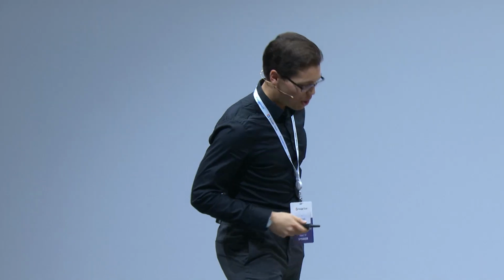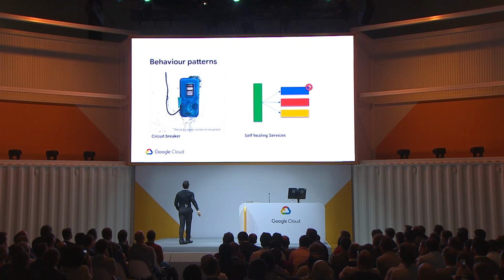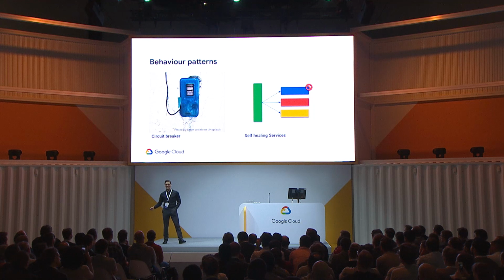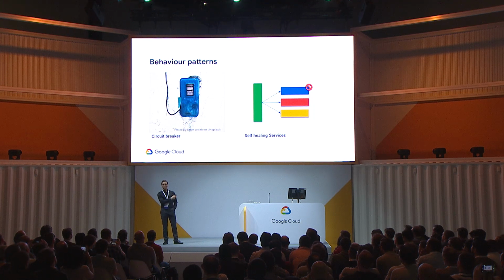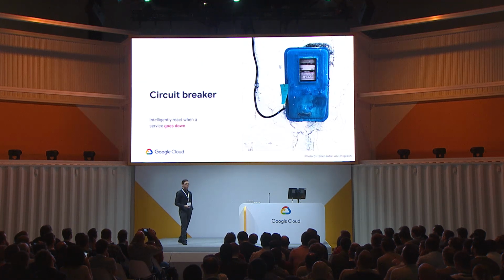And if you've been paying attention so far in my talk, you may have noticed a pattern, and you may be able to guess what I'm about to show you next. That's right, more patterns. Yay. OK, almost done, I promise. All right, the circuit breaker pattern and self-healing services. The circuit breaker pattern is used to detect failures and allows your application to react to them intelligently.